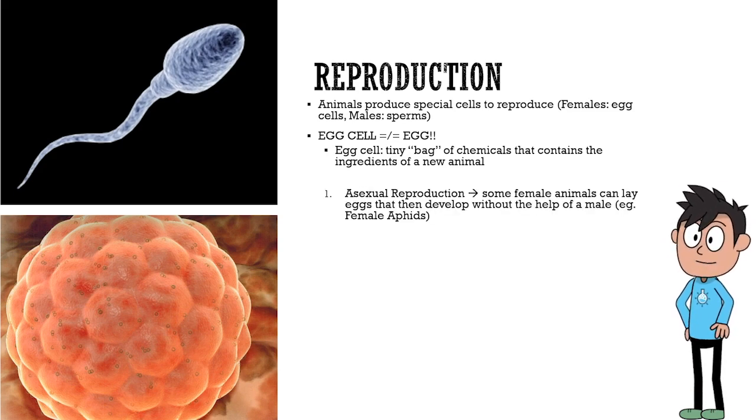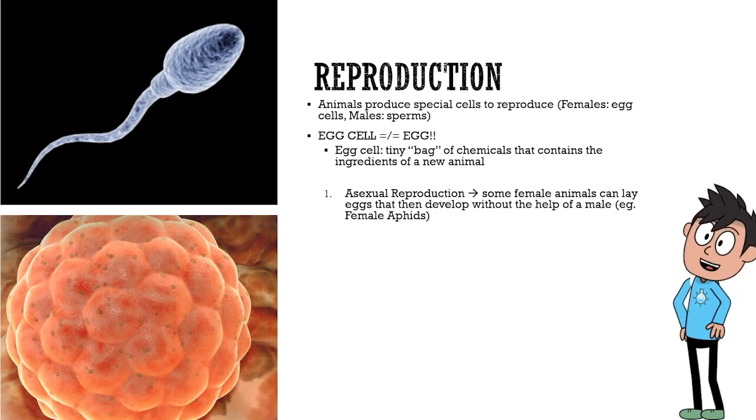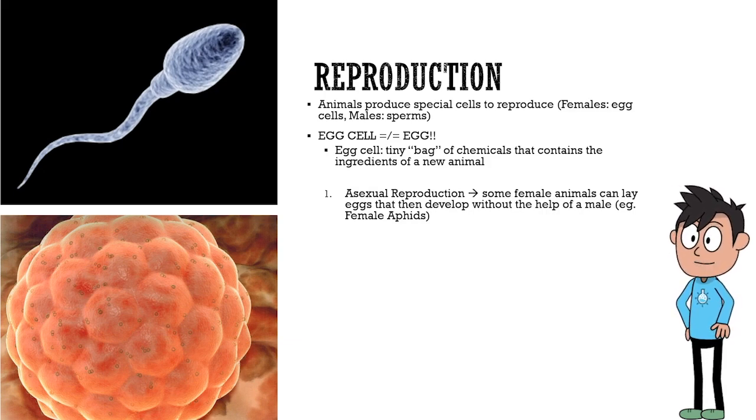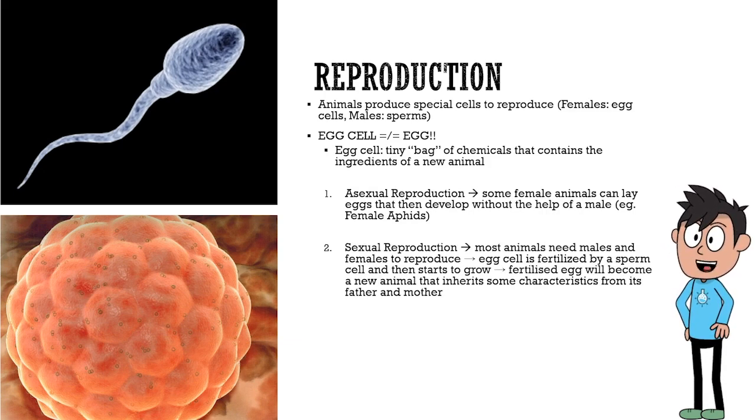Asexual reproduction: some female animals can lay eggs that then develop without the help of a male, for example, female aphids. Sexual reproduction: most animals need males and females to reproduce. The egg cell is fertilized by a sperm cell and then starts to grow. The fertilized egg will become a new animal that inherits some characteristics from its father and mother.